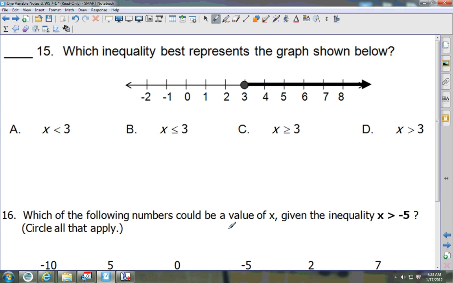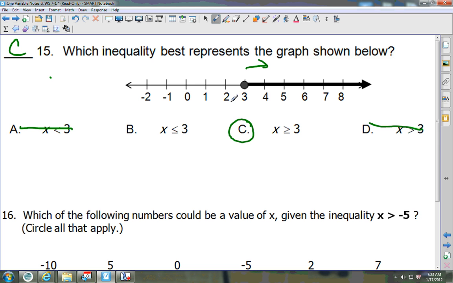Here's the next one. It says, which inequality best represents the graph listed below? Well, first off, see how it's at 3? It has a colored in circle? That means it's got to have the equal to bar. This one does not have it. Cross it out. This one does not have it. Cross it out. It is pointing to the right. All of these numbers are larger, so it's greater than. Your answer should be C.